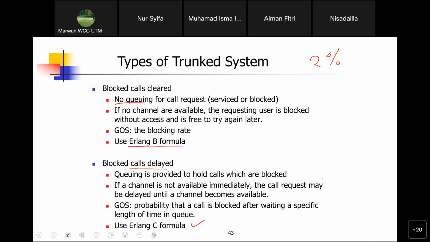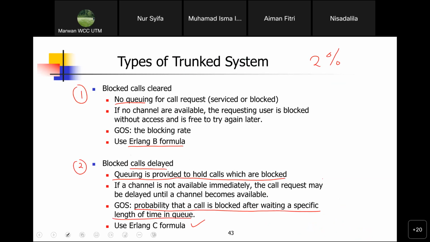So we said queuing is provided to hold calls which are then blocked. As you can see, GOS is the probability that the call is blocked after waiting a certain length of time in queuing. So this is the second system. This is the first system: no queuing at all, straight away block.